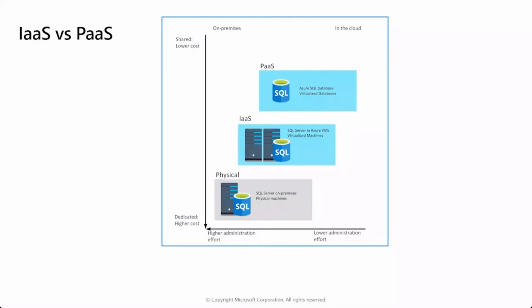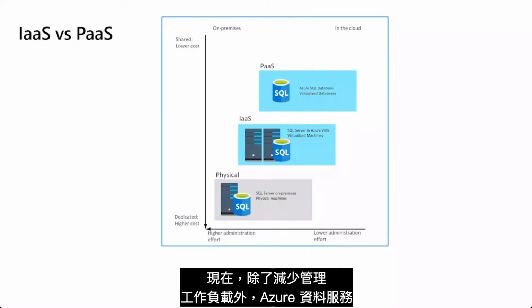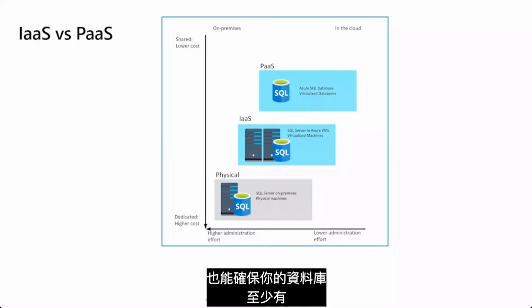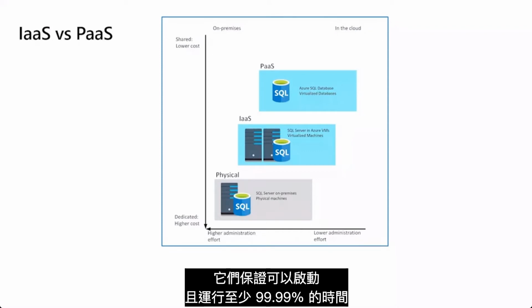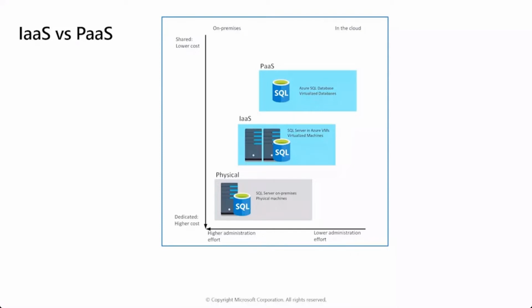Now, apart from reducing the administrative workload, Azure Data Services ensures that your databases are highly available at least 99.99% of the time. What that means is that they're guaranteed to be up and running at least 99.99% of the time.